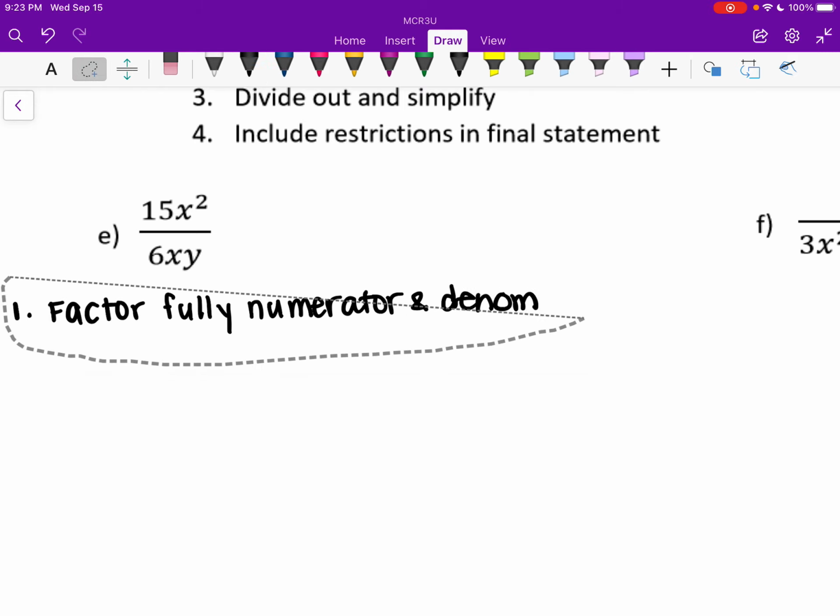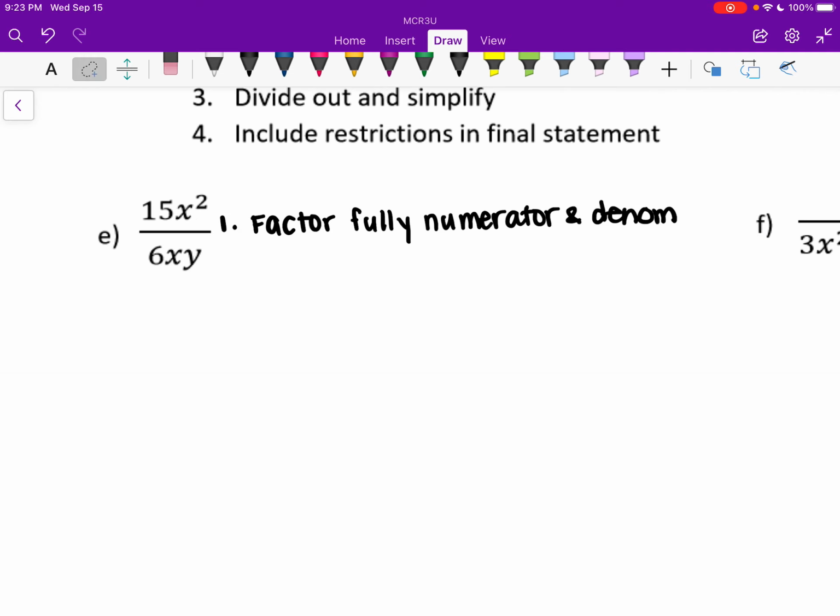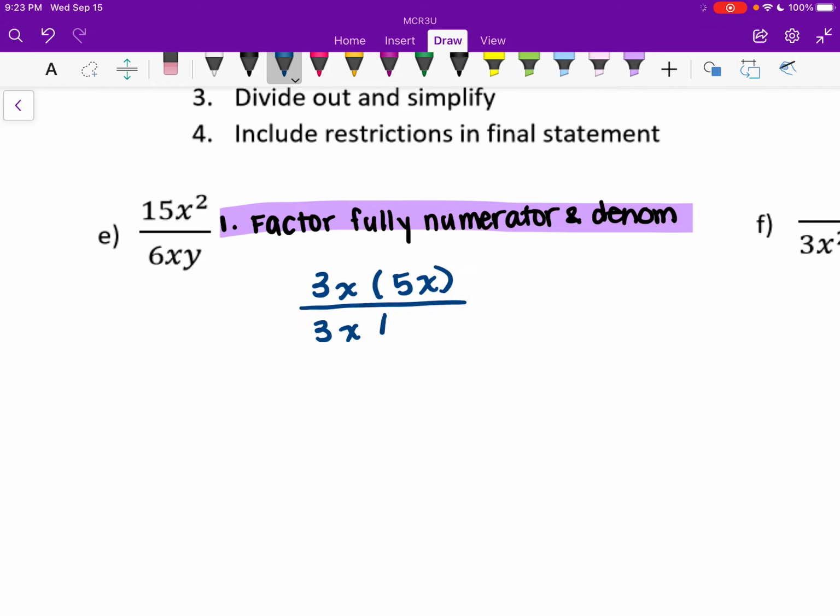Now, I'm actually just going to move this step up here so that we have a little bit more space to work with. Okay. So let's go ahead and factor fully the numerator and the denominator. So if I look at these, I know that I can pull out the greatest common factor from the top. So the numerator is 15x squared and the bottom is 6x squared, and I know I can pull out from both of them 3x. So I'm left with 5x at the top, and then if I pull out 3x from the bottom, 6x turns into 2y, sorry.